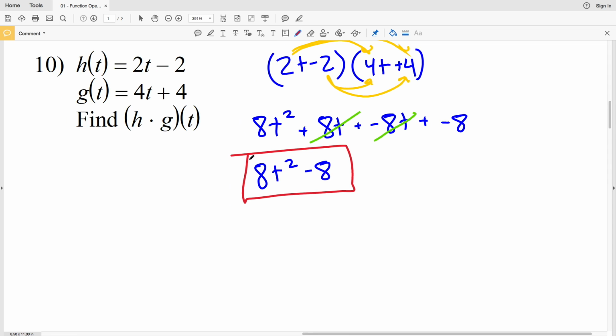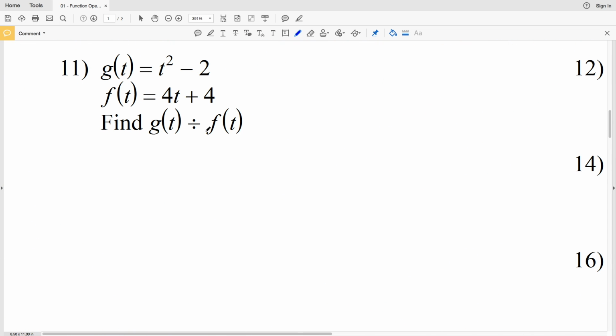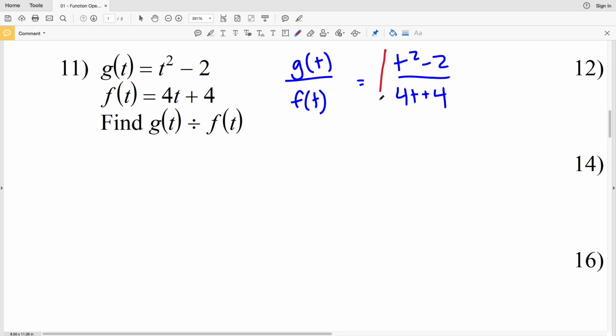Now on to number 11. For number 11, I'm evaluating g of t and then dividing it by f of t. But I already have function g and function f in terms of t. So I'm simply going to have g of t over f of t, which is equal to t squared minus 2 over 4t plus 4. That's my solution for number 11.